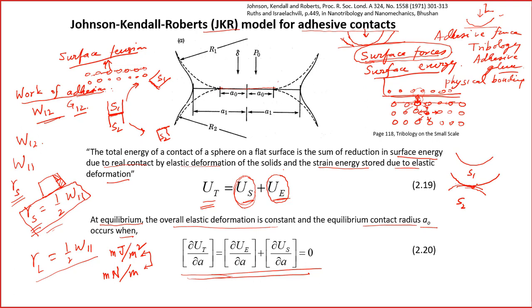Because when the two surfaces are free, they have surface energy associated. But when we bring them together, some surface energy will be reduced, in general, because initially they had the tendency to make some bond, and now they have established those bonds. Initially the bonds were unsatisfied, now they have established some physical bond between the atoms of the two surfaces. So therefore the overall free energy will reduce, right? This is something that they would like to do.